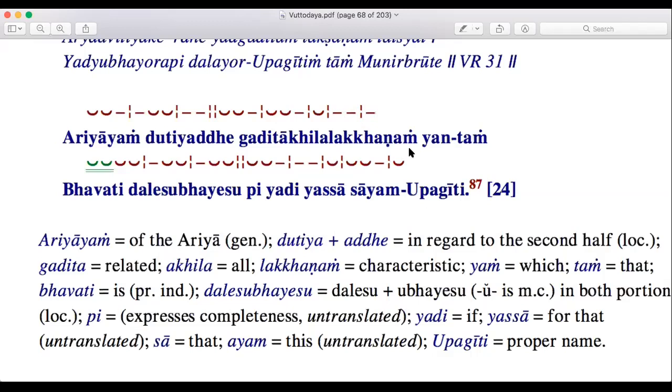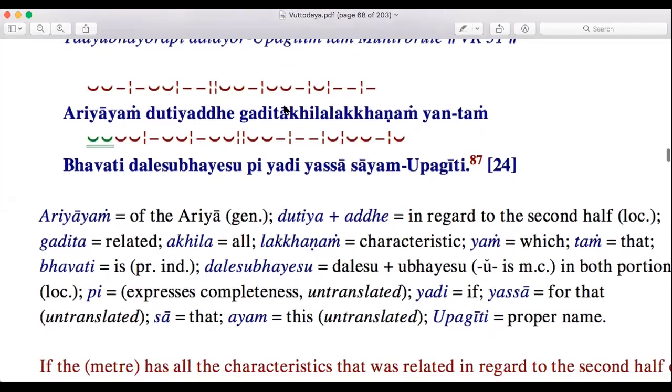So we know that there is one Yati Niyama related to the second half. That is, if the fifth group is a Nagana, then there is a word break at the end of the fourth group. So here the fourth group is Gadita. And then the fifth group is Kila Lak. That is not a Nagana. Kila Lak is a Sagana, not a Nagana. So because of that, we don't put a word break after the Gadita. If this fifth group was a Nagana, then we should put a word break after the fourth group.